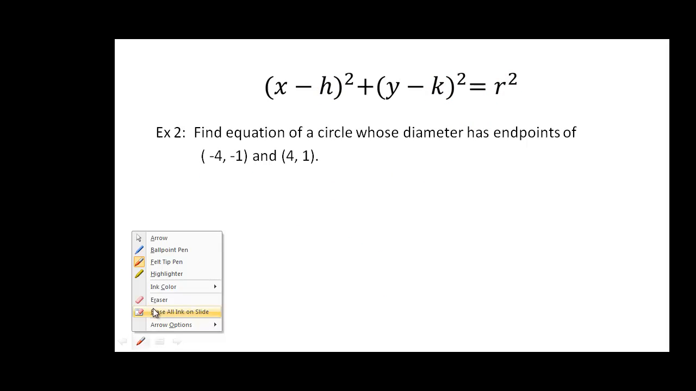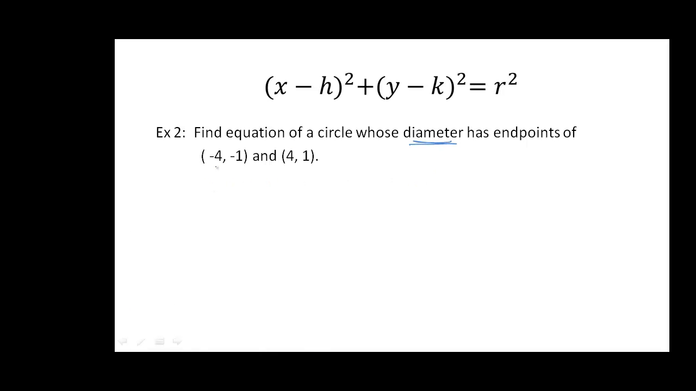Next example. Find the equation of a circle whose diameter has the endpoints of (-4, -1) and (4, 1). Alright, so diameter is not needed in our equation, however the radius is. But think about this.